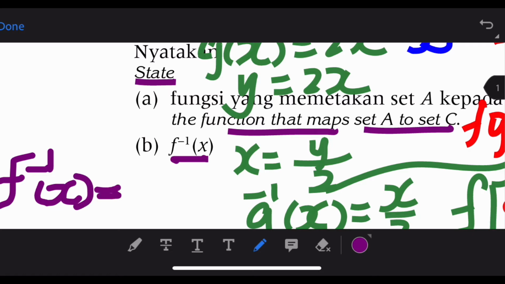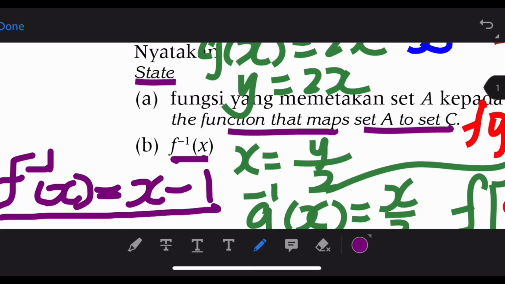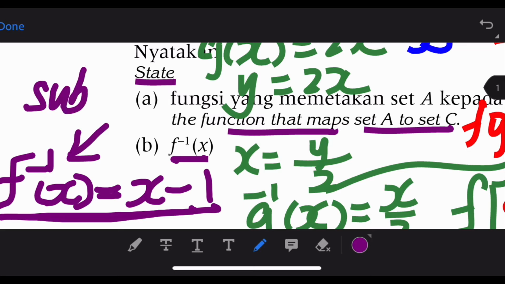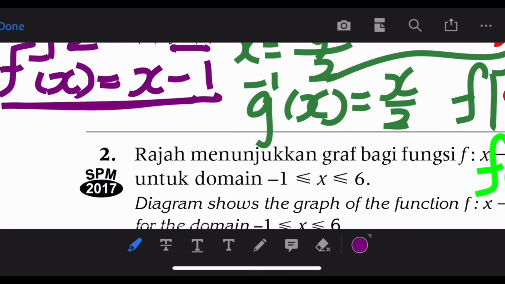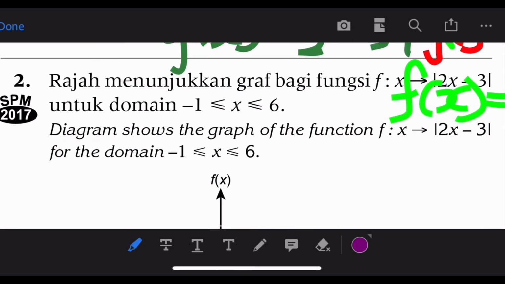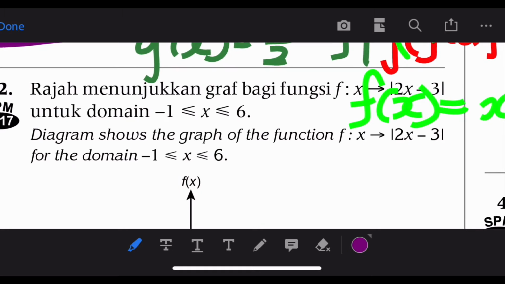Okay, that means every time you write the function, you must have the subject. This is called the subject. If you just write x minus 1, it is actually considered a wrong answer. So make sure you write the subject. Okay, that's a basic question for function and inverse function. You must know it, it's compulsory to know, right?